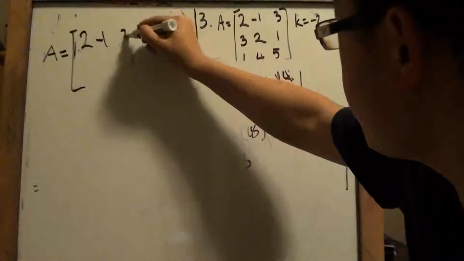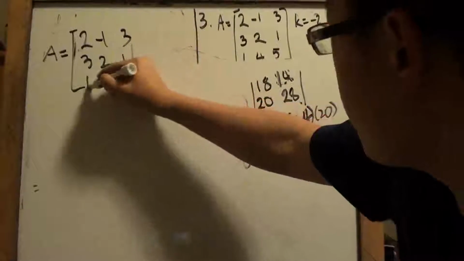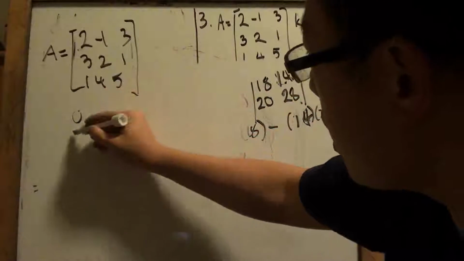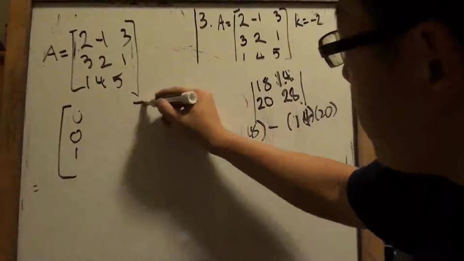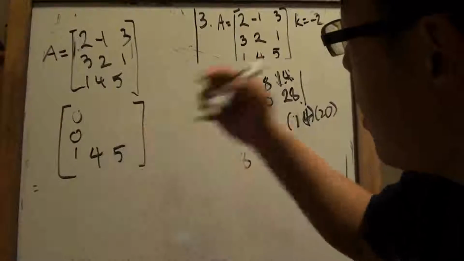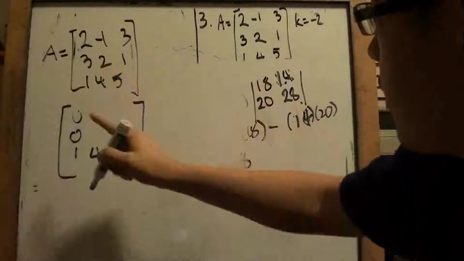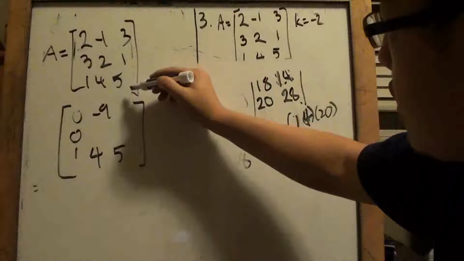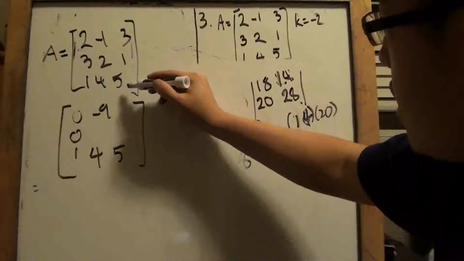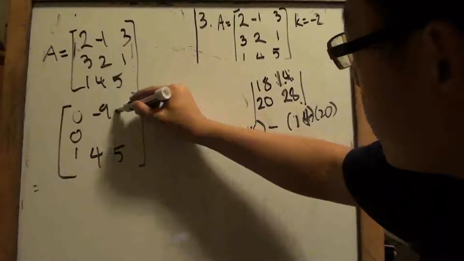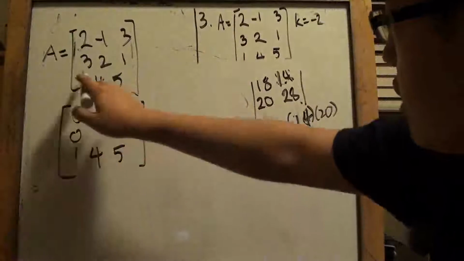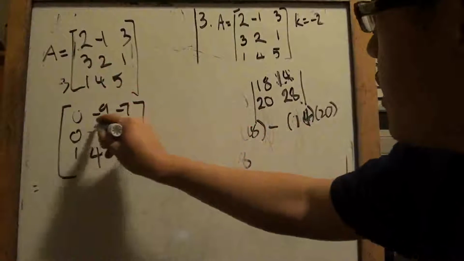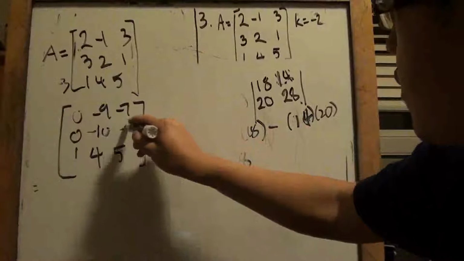So, 2, -1, 3, 3, 2, 1, 1, 4, 5, right? So the determinant of that is going to be 0, 0, 1. Hopefully I don't screw up this time. 4, 5, -2, negative 8, -9, -2, -10, -10, -10, 7, right? Okay, and this is -3, so that's going to be -3, -12, -10, -15, -14.